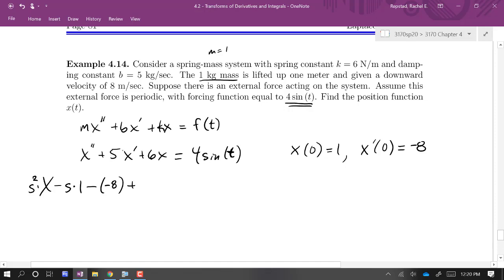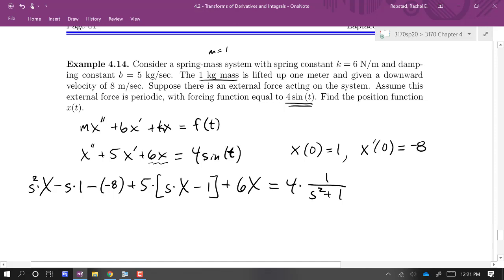So there's the x prime. Now the next term, I'm going to have 5 times the transform of x prime. So that's s times big X minus the initial position, 1. And then the last term, 6x, that's 6 times big X. And then on the other side, the transform of 4 sine t is 4 times 1 over s squared plus 1 squared, or s squared plus 1.